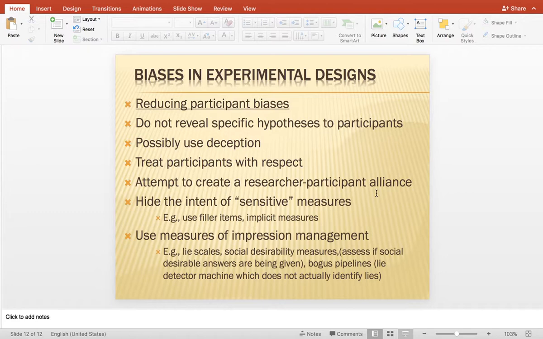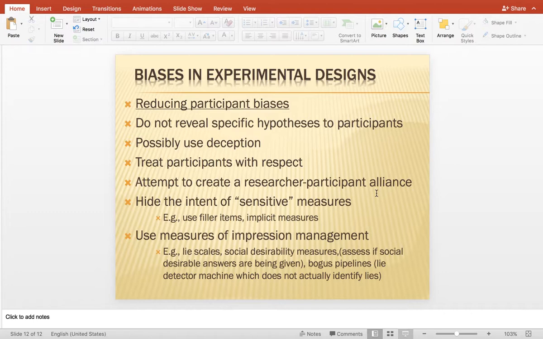Number one, for a good participant, don't tell them what you're wanting to study. Don't tell them specifically what your hypotheses are in your informed consent. While you're talking to them, don't specifically tell them. You may have to resort to using deception, passive or active deception, lying to your participants, or just kind of hiding the truth from them and telling them something a little bit different than what the reality is.